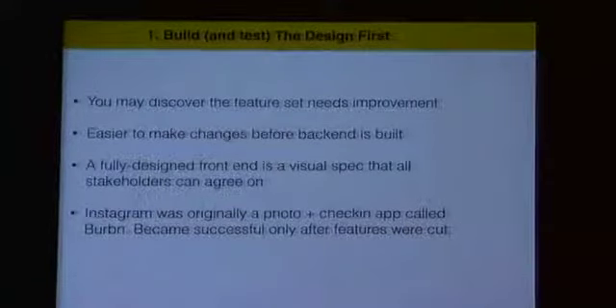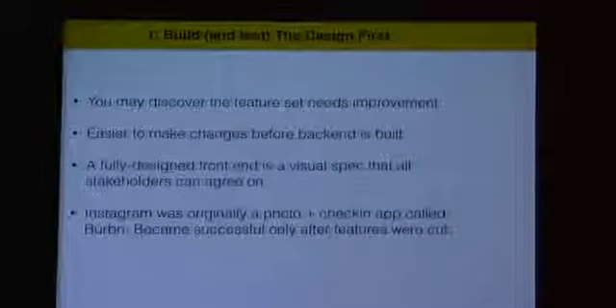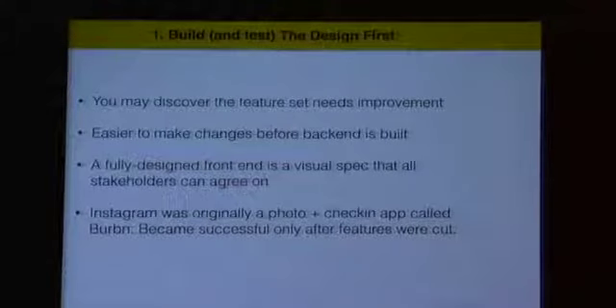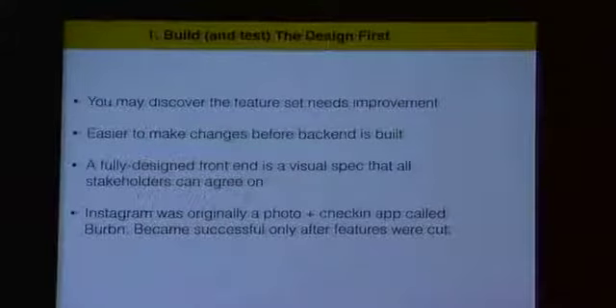They were originally a photo and a check-in app called Bourbon. And they had a ton of features. They had too many, and it was confusing. And people didn't like Bourbon. They only liked one feature of Bourbon, which was the photo sharing and the various photo features. Instagram became successful only after features were cut. People often think that Instagram was like a fluke success, but they actually were extremely methodical in getting from this kind of overdone, clunky app to getting to Instagram, which was simple and easy and beloved.